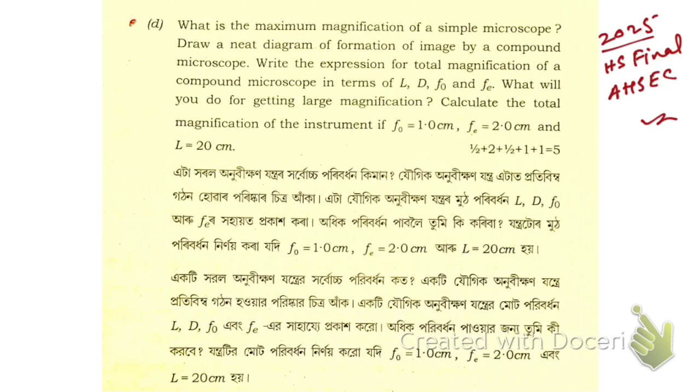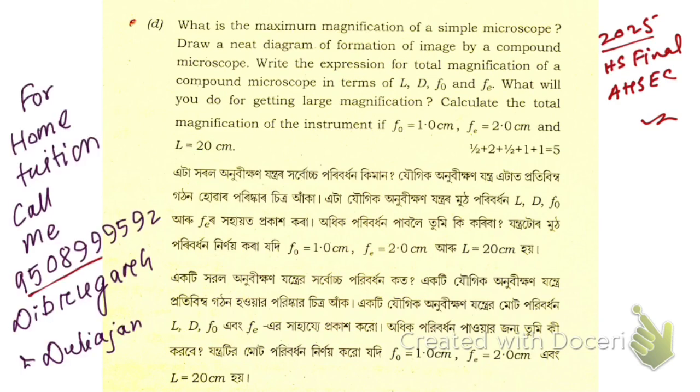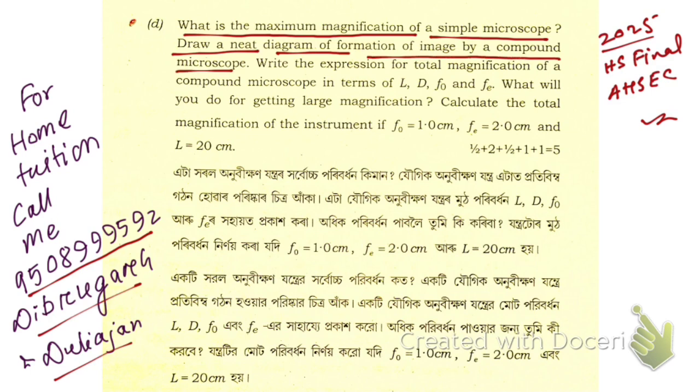This question was asked in 2025. What is the question here? What is the maximum magnification of a simple microscope? That is already discussed in the video where I discussed the simple microscope. The link is in the description box. Then, draw a ray diagram. I have already shown in this video earlier the formation of image by compound microscope, so this part is done. Write the expression for total magnification of compound microscope in terms of L, D, F naught and Fe. That part is also done in this video, right?